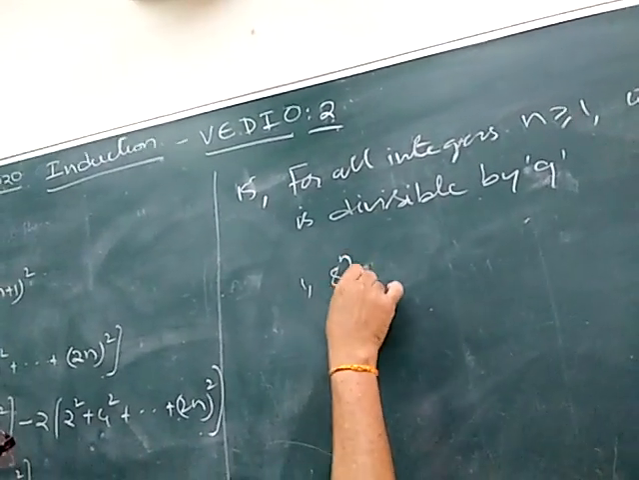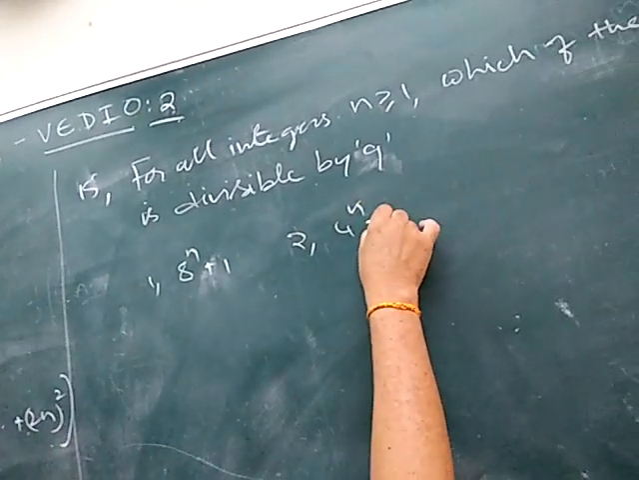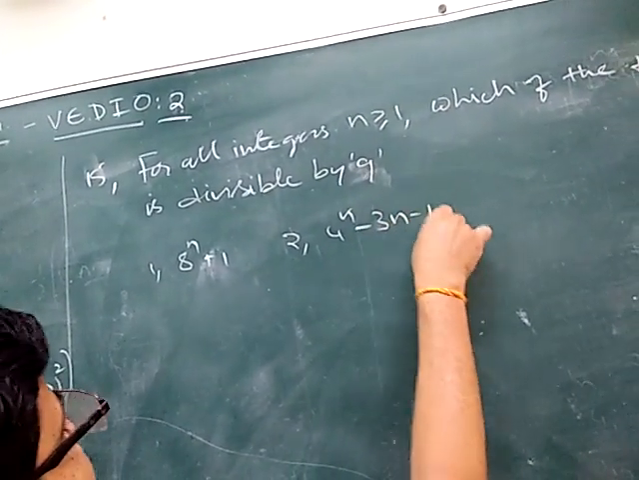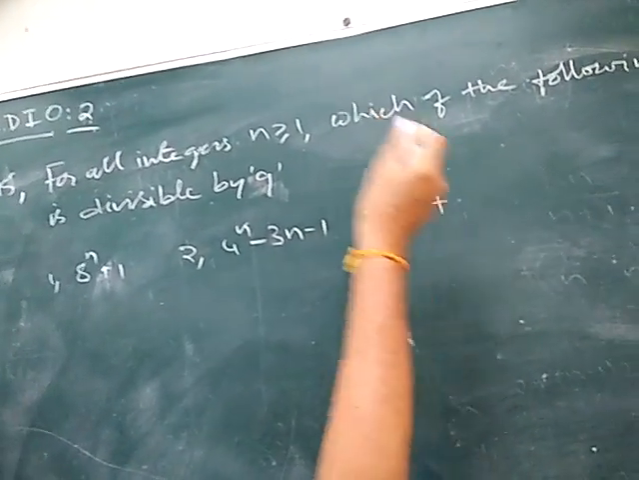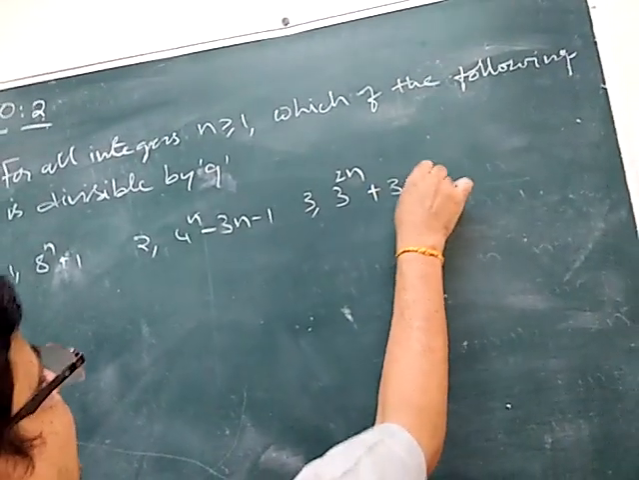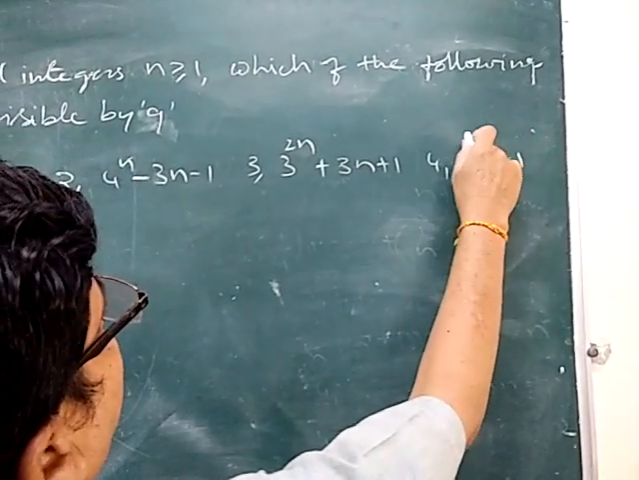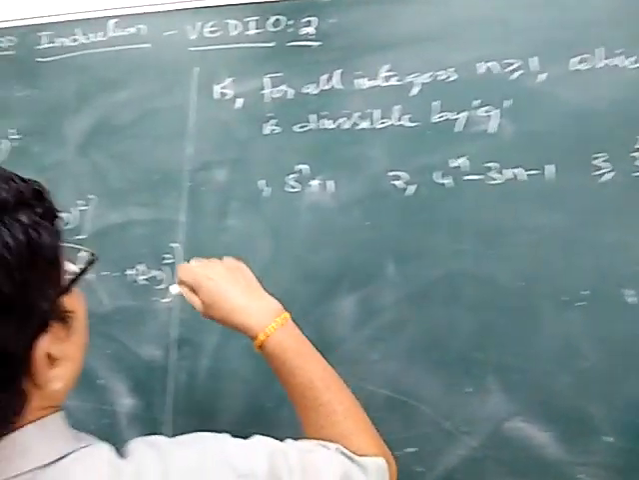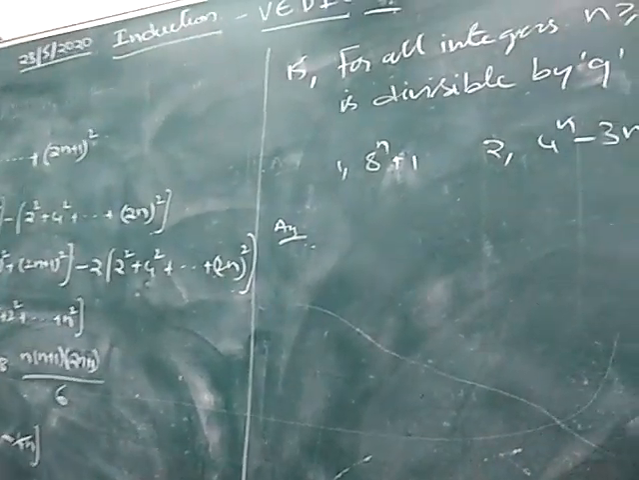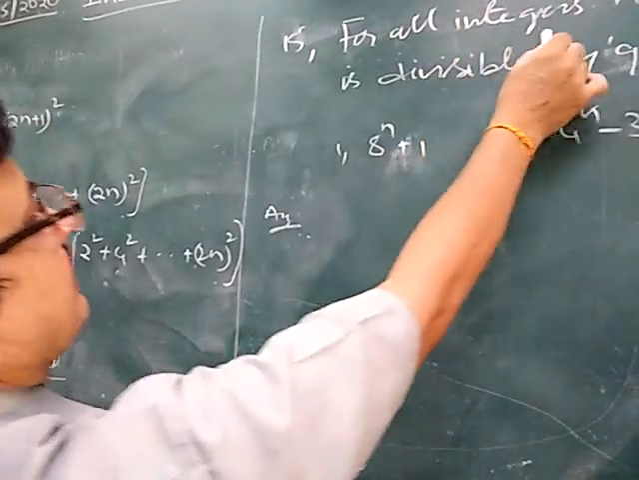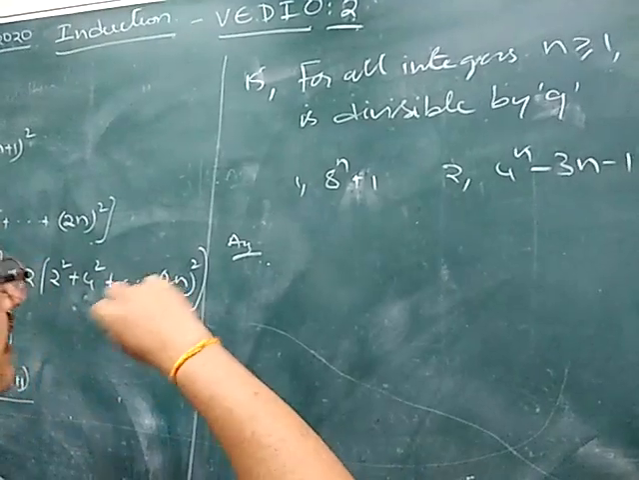First one, 3^(4n+2). Second, 4^n minus 3n minus 1. Third, 3^(2n) plus 3n plus 1. Fourth one is 10^n plus 1. By repetition, by verification. For all integers n greater than or equal to 1, which of the following is divisible by 9?